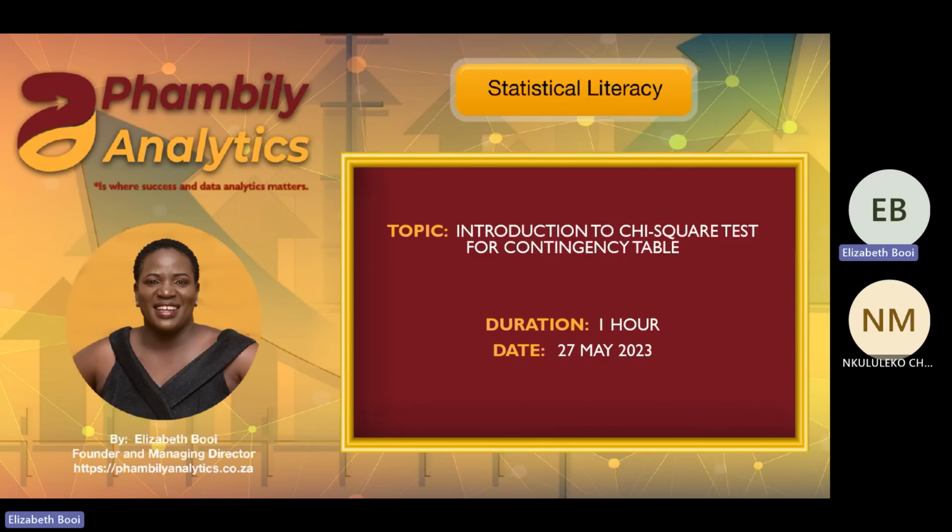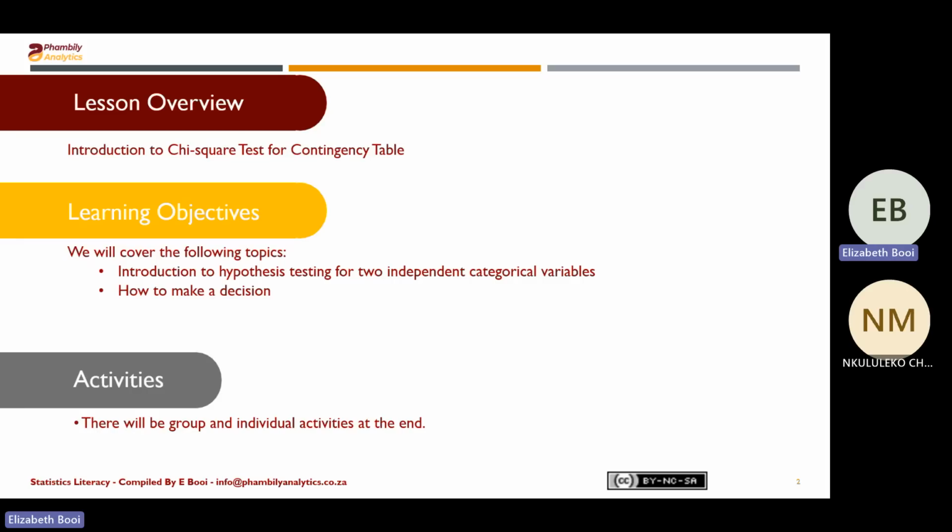Okay, so by the end of the session today, you should have learned about the basic introduction into the hypothesis testing for two categorical variables, nominal variables for independent variables, and how to make decisions based on the statistical test and the critical value.